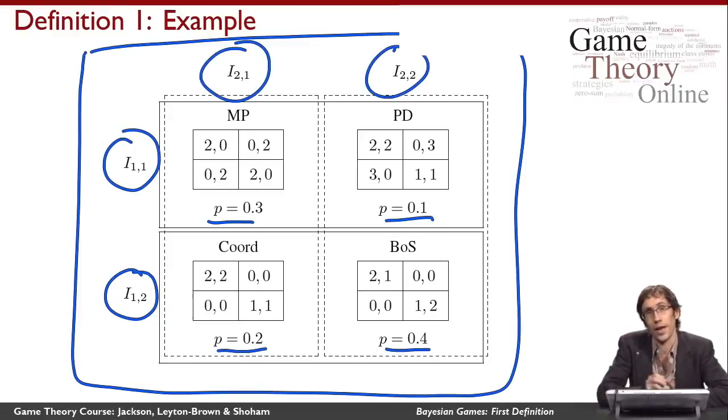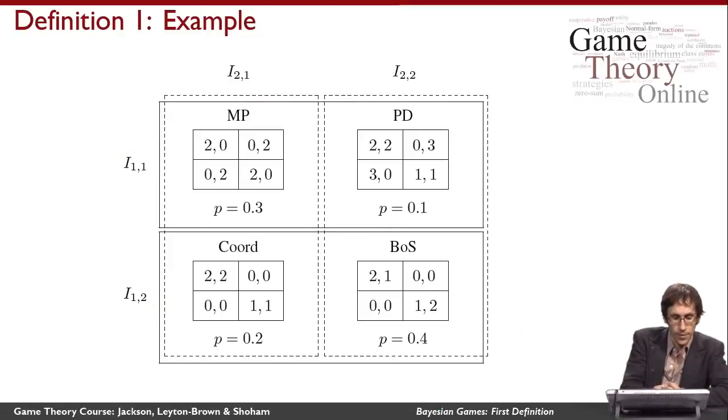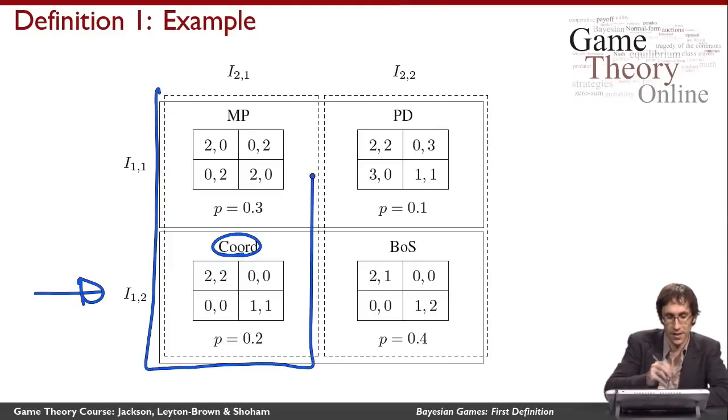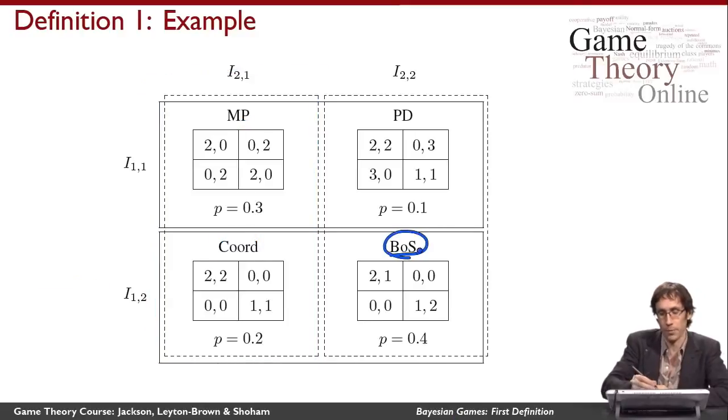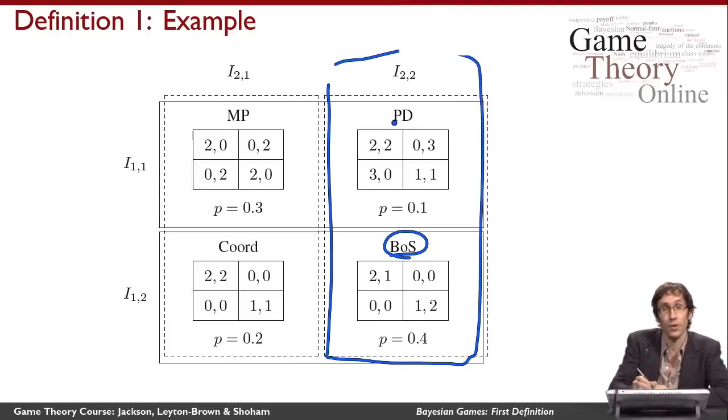So if I'm player 1 and I want to reason about what player 2 is going to do, and I know that I'm in this equivalence class, then I also know that if the game is really coordination, which I believe is possible, then player 2 thinks he's in this equivalence class and thinks that matching pennies is possible, even though I know it's not possible. Or, on the other hand, if Battle of the Sexes is the real game that's being played, then I know that player 2 thinks he's in this equivalence class, which means he's going to think Prisoner's Dilemma is possible, even though I know it's not possible.